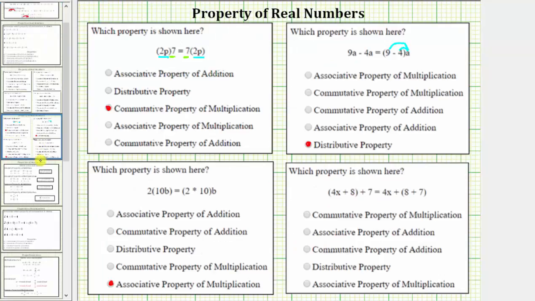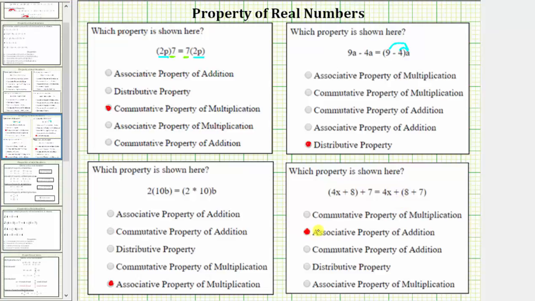For the last example, we have the quantity 4x plus 8 plus 7 equals 4x plus the quantity 8 plus 7. Notice on both sides of the equation we have a sum, and the order of the terms is the same, but the grouping of the terms in the sum has changed. On the left, we have grouping symbols or parentheses around the sum 4x plus 8. On the right, we have parentheses or grouping symbols around the sum 8 plus 7. So because the grouping of the sum has changed, this is an example of the associative property of addition.